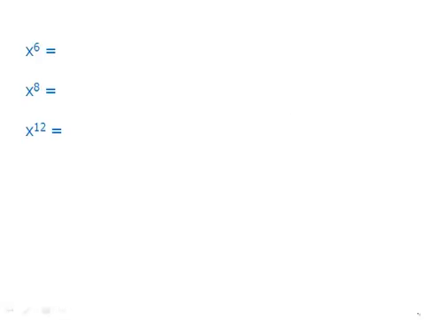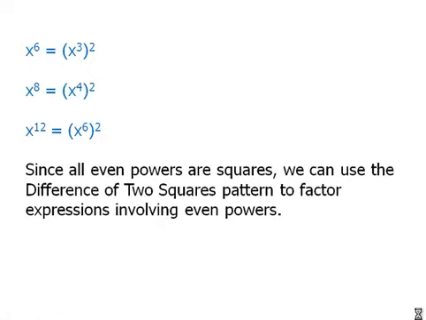And so, for example, here are a bunch of variables with even exponents, and we can write each one as the square of the variable to half the exponent. So that means that x to the 6th is x cubed squared, x to the 8th is x to the 4th squared, and x to the 12th is x to the 6th squared. Since all even powers are squares, we can use the difference of two squares to factor expressions involving even powers.